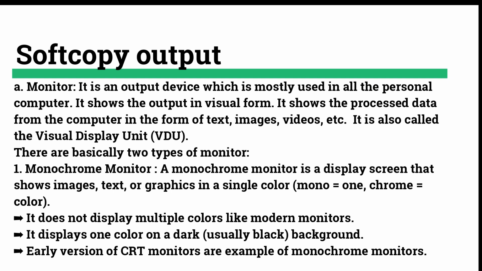1. Monochrome monitor. A monochrome monitor is a display screen that shows images, text, or graphics in a single color, where mono means one and chrome means color. It does not display multiple colors like modern monitors. It displays one color on a dark, usually black, background. Early versions of CRT monitors are examples of monochrome monitor.